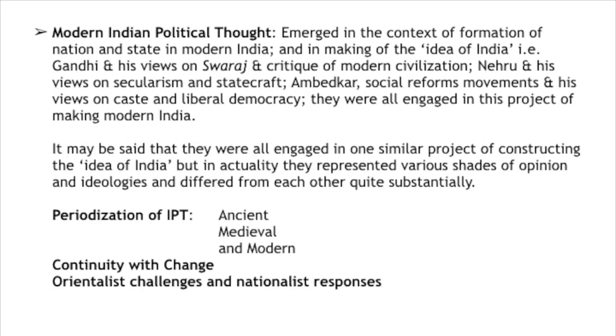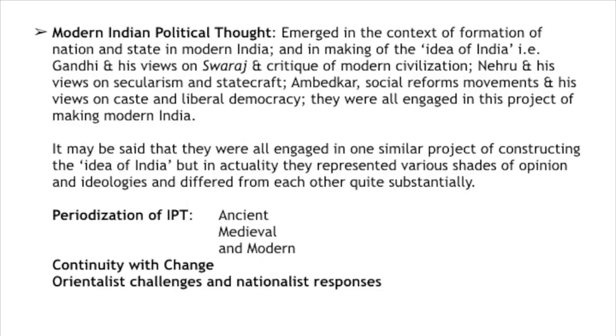As you know, modern Indian political thought emerged in the context of the formation of nation and state in modern India, and in the making of the idea of India. So the beginning of modern Indian political thought is with the emergence of the idea of nation, nationalism, and the way modern political thinkers in India began to theorize or conceptualize this idea of nation and what kind of India they are going to build. And so the idea of India becomes very crucial to understand Indian political thought.